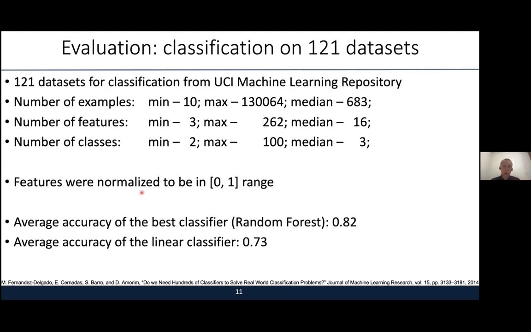And the only pre-processing step we've done was to normalize the values of the features to be between 0 and 1 so that we can use the thermometer code representation. And just to provide some additional context, the best classifier, which was random forest, had an accuracy of 0.82. And the average accuracy among all data sets for just the linear classifier was 0.73.